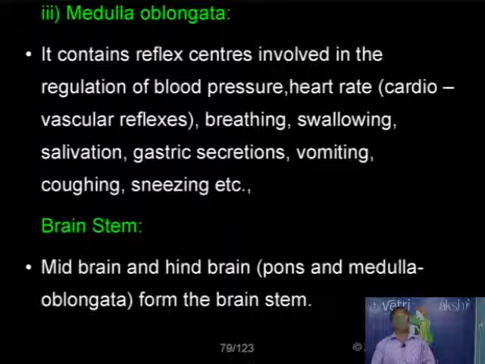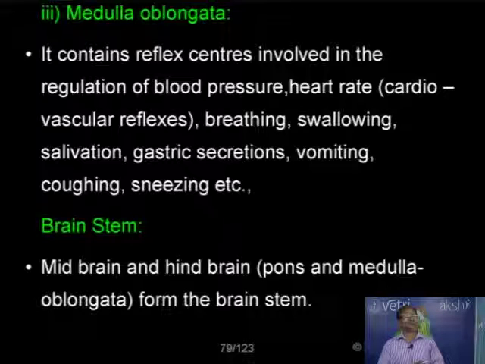Now the medulla oblongata. The gray matter of the medulla oblongata contains a number of reflex centers, and those centers regulate, for example, the blood pressure, the heart rate, gastric secretion, salivation, vomiting, sneezing, coughing, etc. Breathing centers are also located in the medulla oblongata. It is a major, important center.